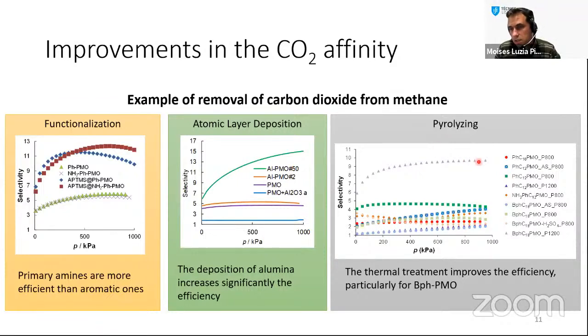Regarding pyrolysis, I will not comment on all the results we have, but as you can see here, we have a significant increase in this case when we have pyrolysis at high temperatures. The main message I want to give you here is that primary amines are in fact the most efficient ones. Another approach is the deposition of alumina, which also interacts strongly with CO2. And in this case, the thermal treatment also improves the efficiency, particularly for this PMO that is more stable when we put it at high temperatures.